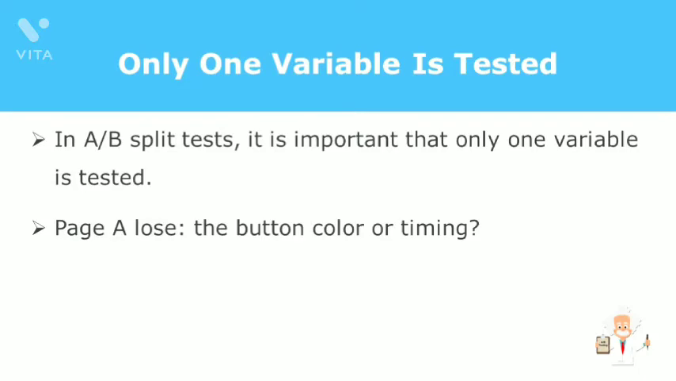Only one variable should be tested. In A/B split tests, it's important that only one variable is tested. For example, you published 2 bonus pages. Bonus page A at 10 a.m. on Monday with a green-colored buy button, and bonus page B with an orange button published on Monday at 1 p.m. Bonus page B wins in your click-through split test. But in this case, because there are 2 variables, you don't know what made bonus page A lose. Was it the button color or the timing?